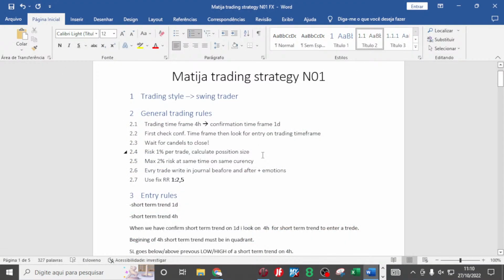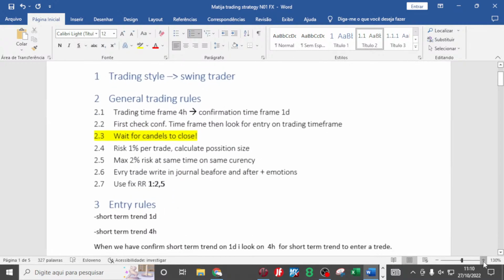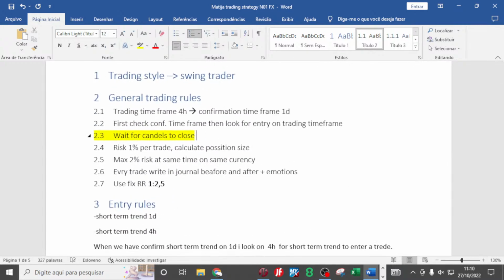Mattia, do you want to see the daily candle close, or do you want to see the 4-hour candle close? Which one are we talking about? Julius, you are the boss, I'm a humble servant. Wait for the candles to close. Okay, daily or 4-hour or both?